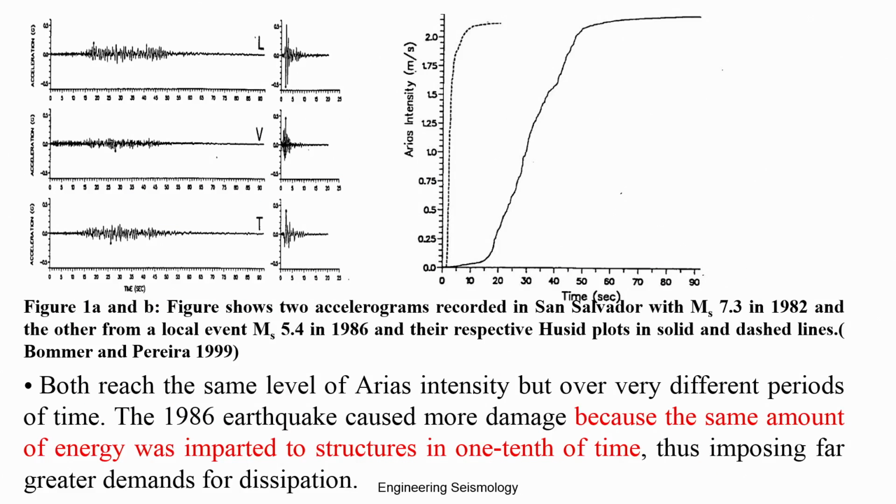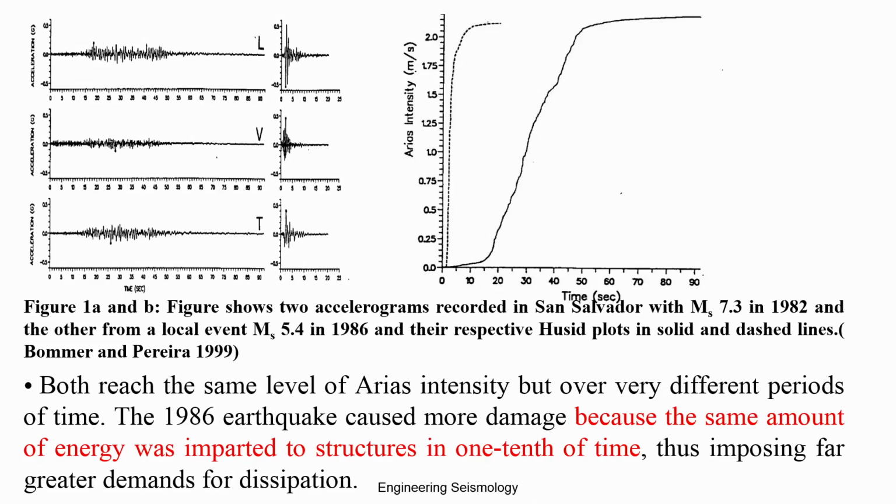So, this is the typical record. The figure shows two accelerograms recorded in San Salvador: one of magnitude 7.6, and the other a local event of magnitude Ms 4, in 1986, with their respective Arias intensity plots in solid and dashed lines. You can see that both reach the same level of Arias intensity. We will discuss Arias intensity a little later. But they do so over a different period of time. The 1986 earthquake caused more damage.